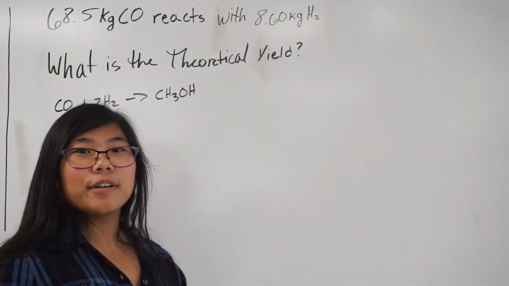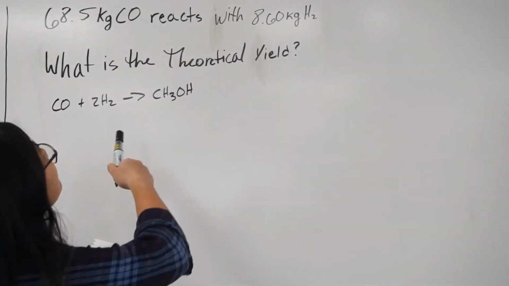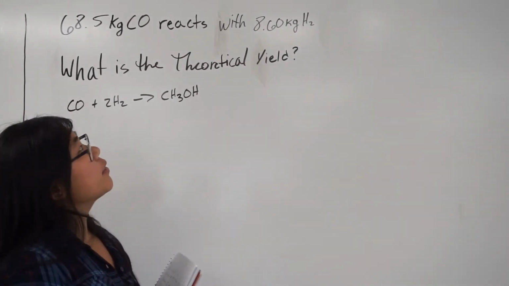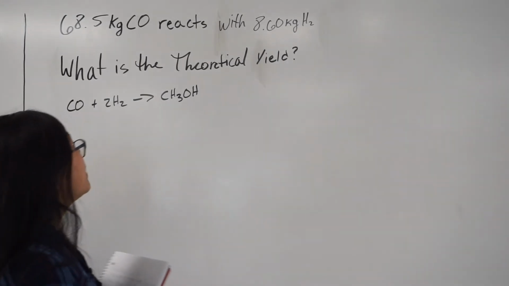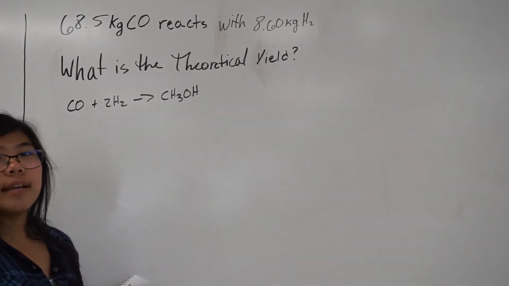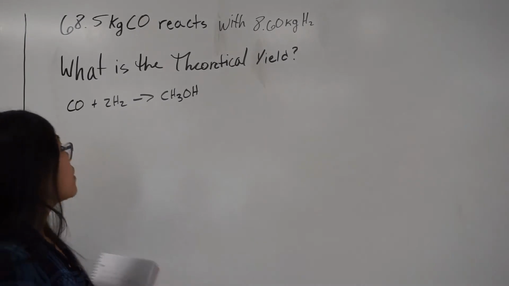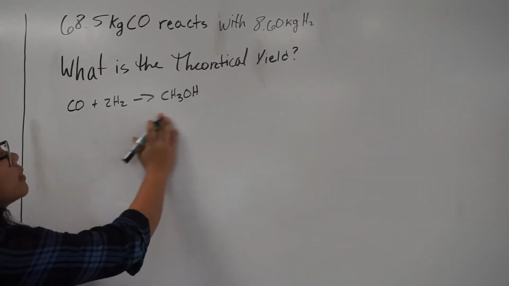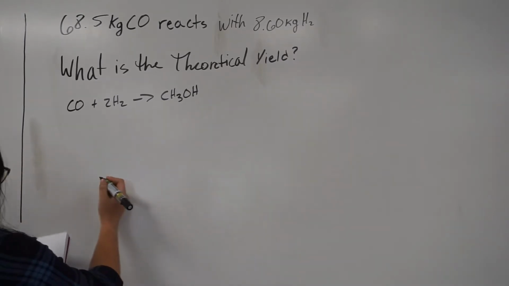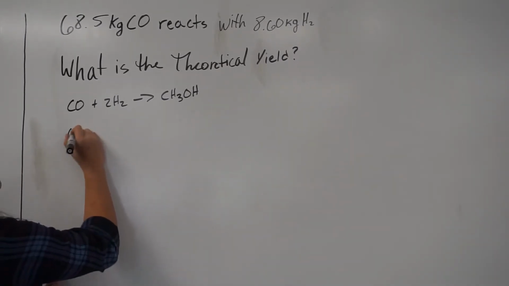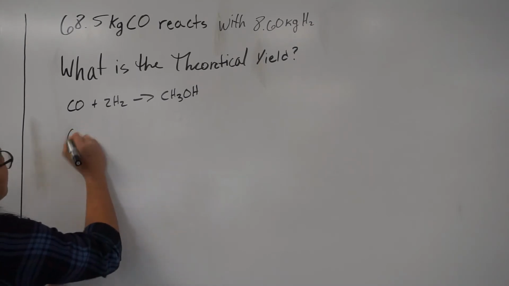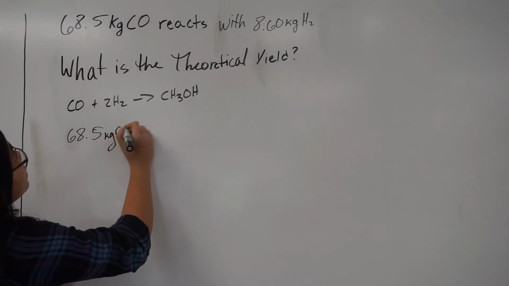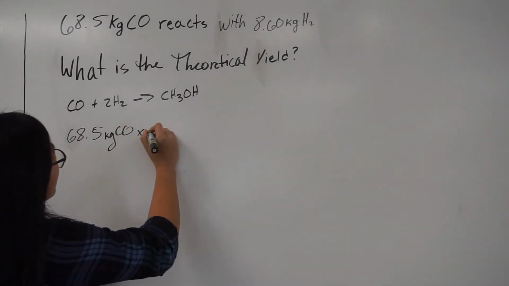So the next problem we're going to do is 68.5 kilograms of CO reacts with 8.60 kilograms of H2. We need to find out what the theoretical yield is, and to find that, you need to find the limiting reactant. So we already have the equation here: CO plus 2H2 yields CH3OH. And we're going to need to change 68.5 kilograms of CO to moles.